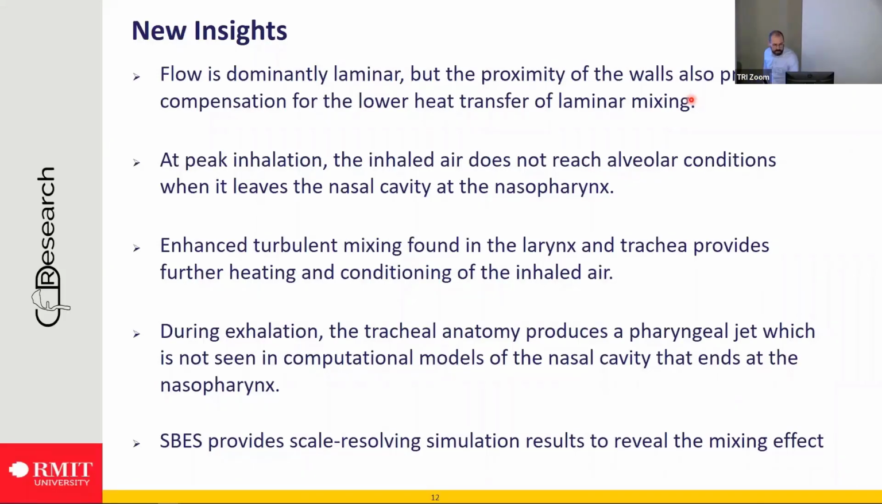So the new insights found from this study are that flow is predominantly laminar through the nasal section, but the proximity of the walls also provides compensation for the lower heat transfer of laminar mixing. At peak inhalation, the air does not reach alveolar conditions when it leaves the nasal cavity. It reaches them further down past the trachea. Enhanced turbulence mixing found in the larynx and trachea provides this further heating and conditioning of the inhaled air. That's through that mixing section.